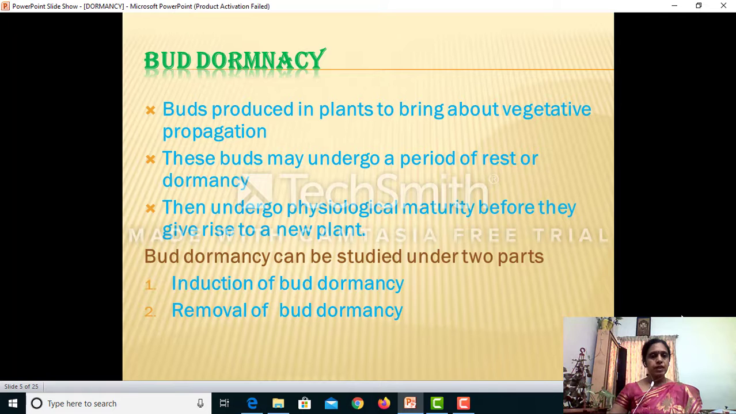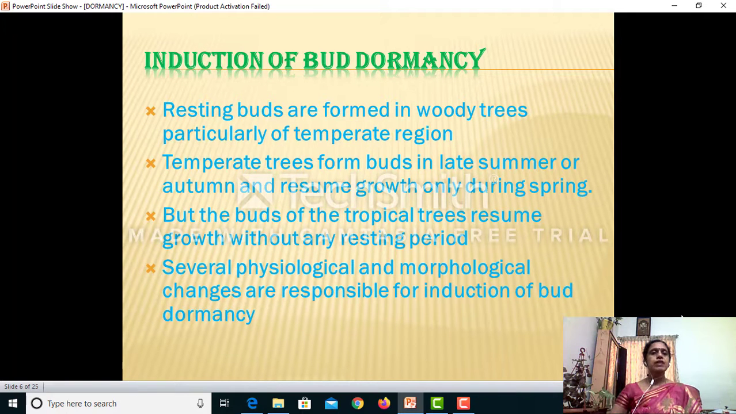Bud dormancy can be studied under two parts: induction of bud dormancy and removal of bud dormancy. First, let us consider induction of bud dormancy. Resting buds are formed in woody trees, particularly of the temperate region. Temperate trees form buds in late summer or autumn and resume growth only during spring. But the buds of tropical trees resume growth without any resting period. Several physiological and morphological changes are responsible for induction of bud dormancy.